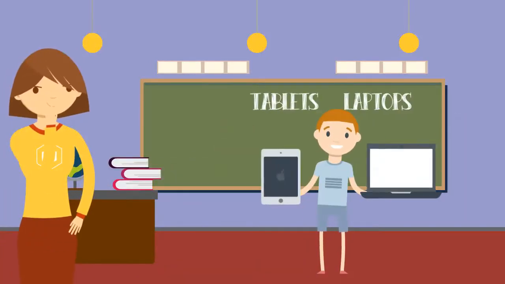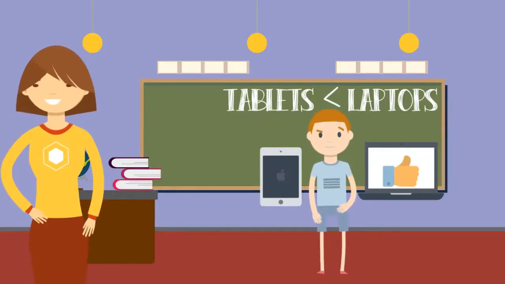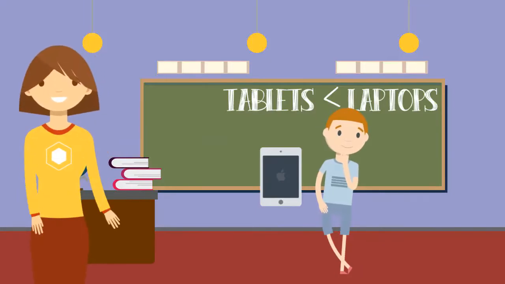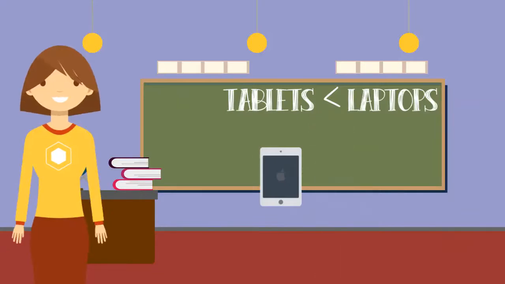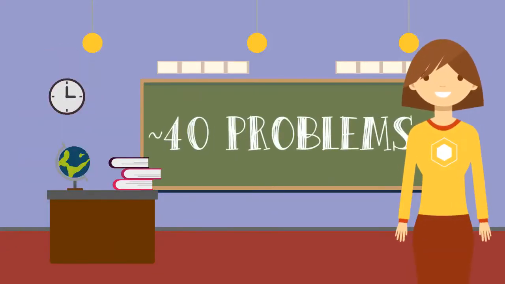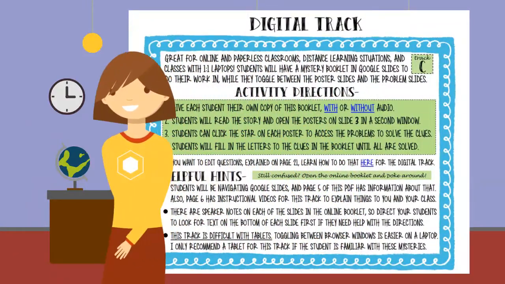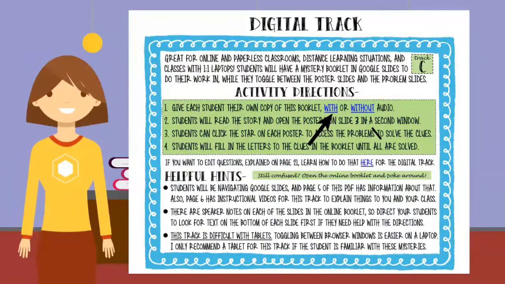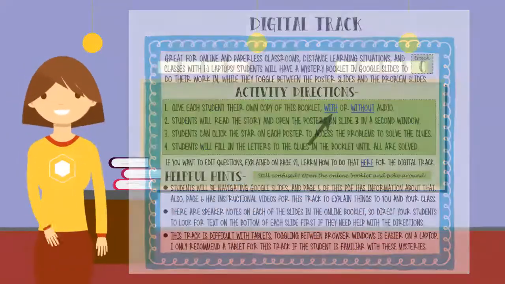Toggling between browser windows is more difficult on a tablet, so they are not the suggested device for this track. However, it is not impossible, though I only recommend using tablets with this track if your students are familiar with how this activity works. Even though each mystery includes around 40 problems for your students to solve, the prep for you is minimal. On the digital track page of the PDF, you will have access to an online booklet with or without audio to share with your students. You can choose to give the audio option to all students, some students, or no students.